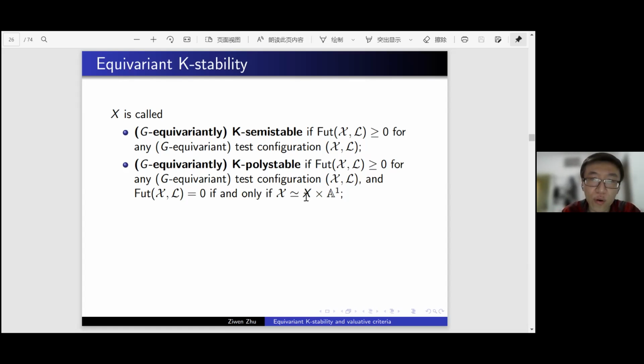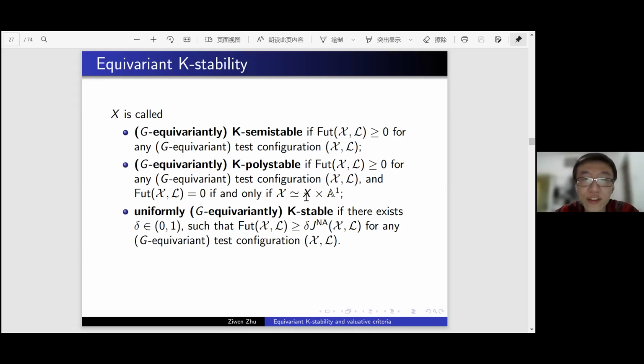Then we have the notion of uniform K-stability. Basically here we have a uniform lower bound. If we have a uniform lower bound of the generalized Futaki invariant over the norm, then we call X uniform K-stable. And if we want to consider the equivariant version, we consider equivariant test configurations.